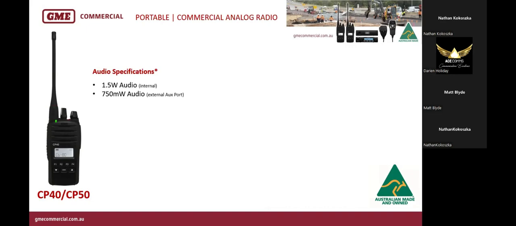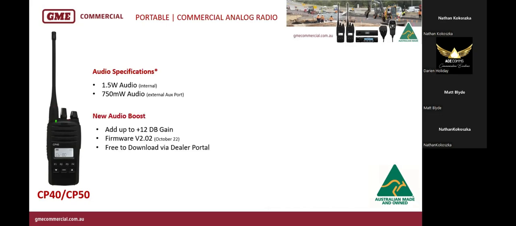What that means is that when you're connecting a speaker mic like the MC012 through there, and you're in a louder environment, it's not that great because you can't actually hear what's coming through on the mic. So what Matt Blyde came up with was a firmware fix, which adds up to 12 dB gain into the firmware. This is free to download from the dealer portal.